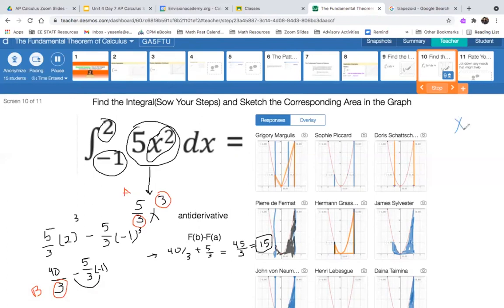The rule is you do x to the n plus 1. Because this was a 2 right here, so this is the rule. Sorry, let me finish writing down the rule. Because this is a 2, that's going to give me x to the 2 plus 1, divided by 2 plus 1.